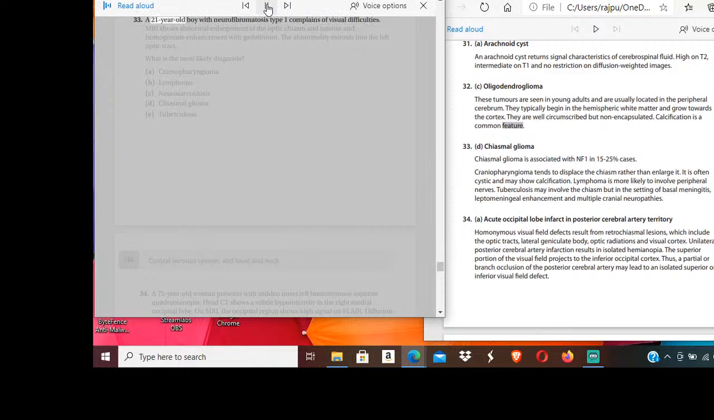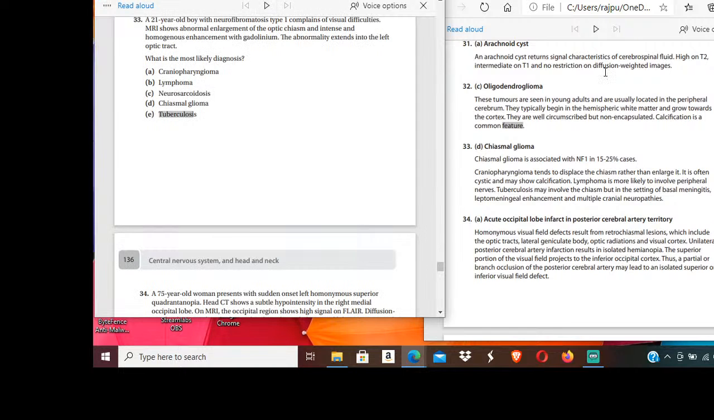33. A 21-year-old boy with neurofibromatosis type 1 complains of visual difficulties. MRI shows abnormal enlargement of the optic chiasm and intense and homogeneous enhancement with gadolinium. The abnormality extends into the left optic tract. What is the most likely diagnosis? A. Craniopharyngioma. B. Lymphoma. C. Neurosarcoidosis. D. Chiasmoglioma. E. Tuberculosis.